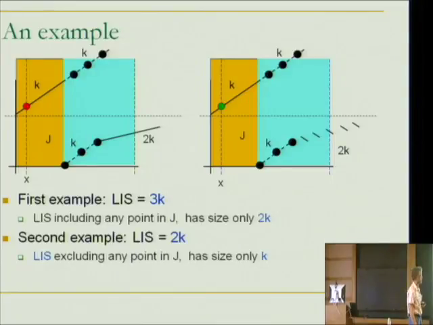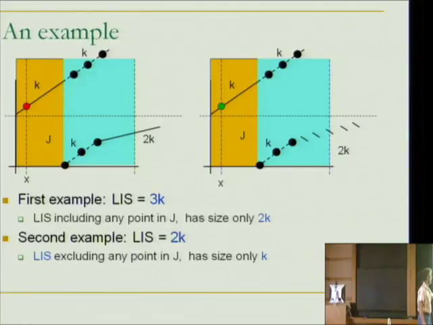Excuse me, can I ask why is it not 3k? Can't I pick like one element from one? Once, if I were to use this point, then all these points are forbidden. Oh, because remember, the last strip is not an increasing sequence of length 2k. It's decreasing, it's 2k over 10.